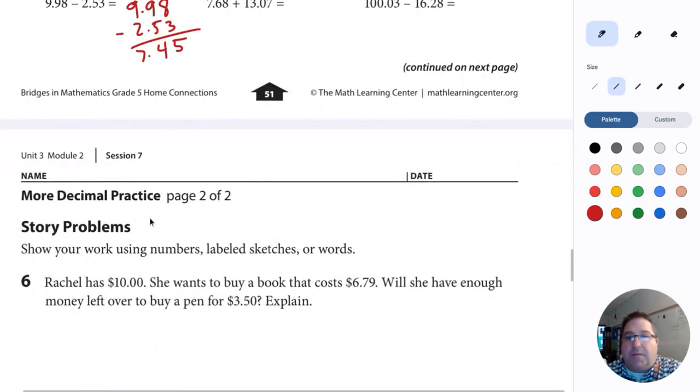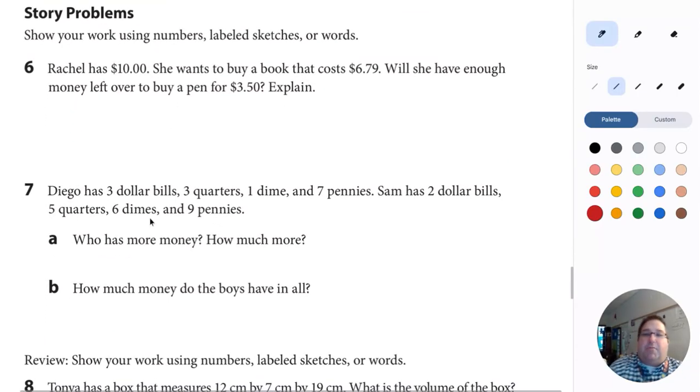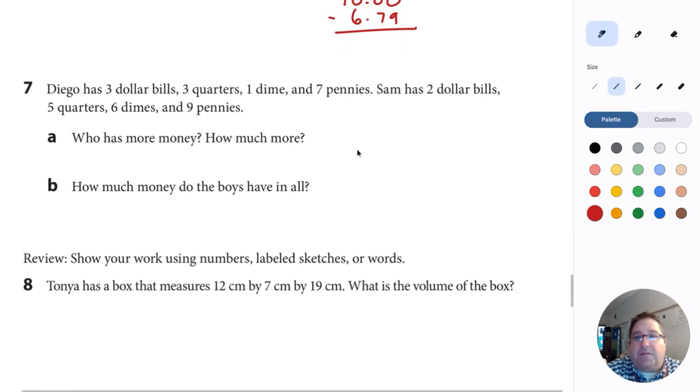All right, a couple pages left here, some story problems. Rachel has $10. She wants to buy a book that costs $6.79. Will she have enough money left over to buy a pen for $3.50? Well, let's just at least set this up. We've got $10. And again, it's all about lining up those decimals. That's the biggest thing. So if I have $10, I spend $6.79, will I have at least $3.50 left over? I don't know. You have to figure that one out.